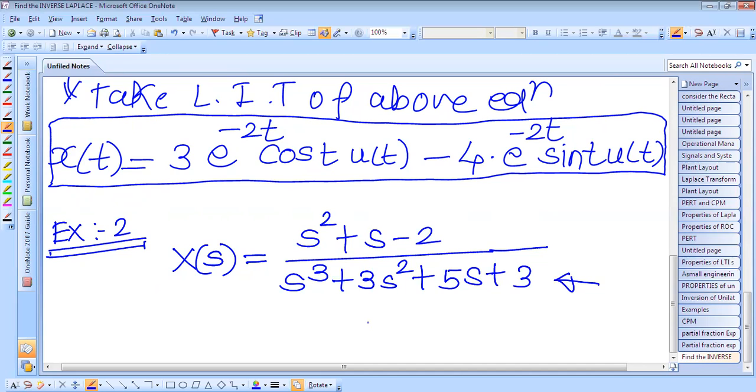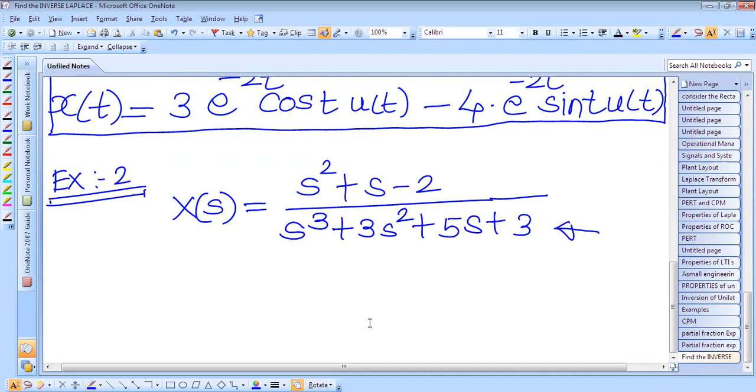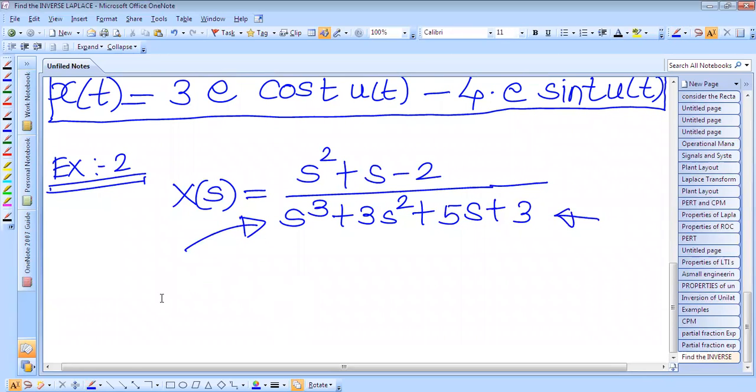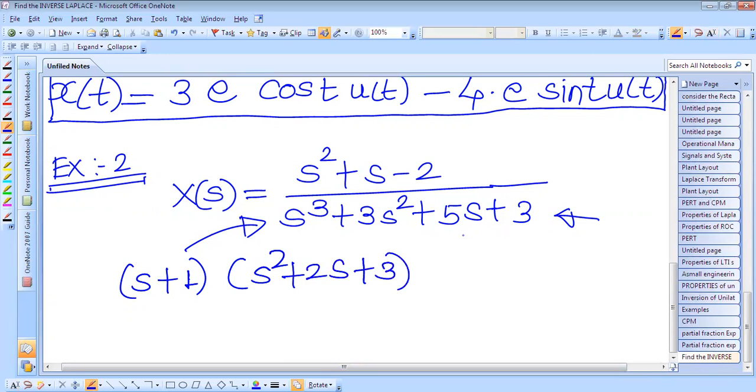First we have to find the factors of this, and therefore the solution lies in the trial and error method, as there are three poles for this equation, as the order of this equation is 3. Therefore we will suppose this is s plus 1 into s square plus 2s plus 3. So this equation we can write like this. If you solve these two factors, you will get the same equation.